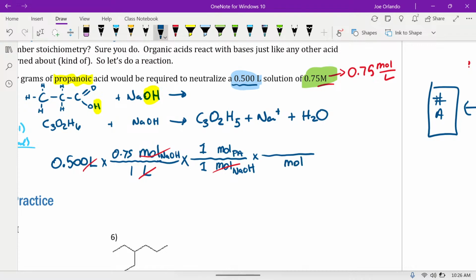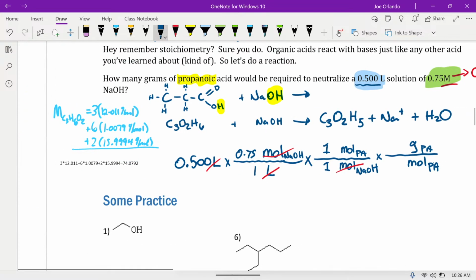And then, all right, Kate, your moment to shine. What do I put on top? The grams. Grams, and of what? Propanoic acid. That's right. You can only go from moles of one thing to grams of that same thing, right? And where do we look for that information? Periodic table. Now, luckily, what have we already done? We've worked it out. And what is it?